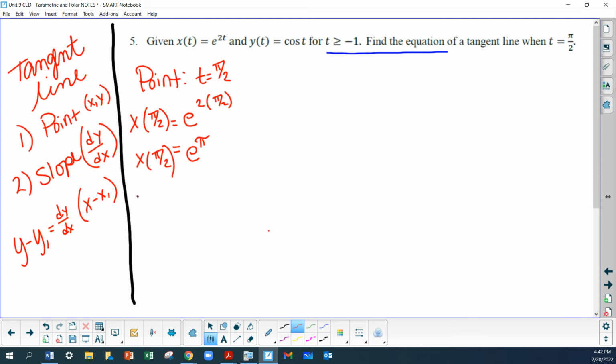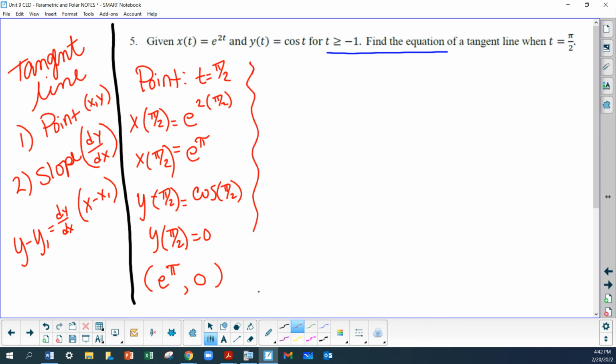Now let's go after finding y. The y value at pi over 2 is going to be cosine of pi over 2. Knowing your unit circle, you definitely know that this is equal to 0. Okay, and now that gives me an ordered pair of e to the pi comma 0.